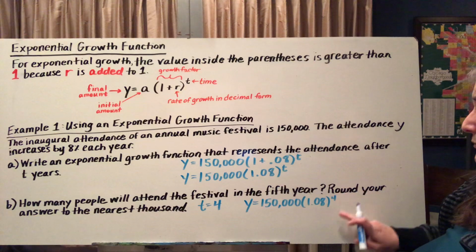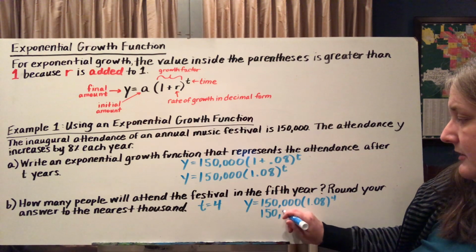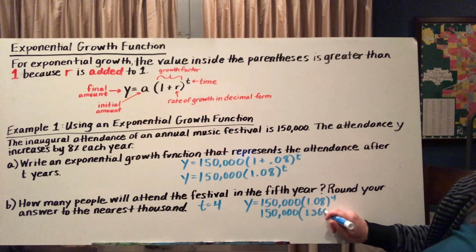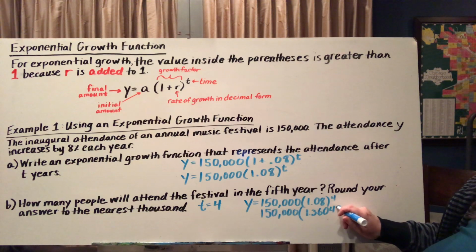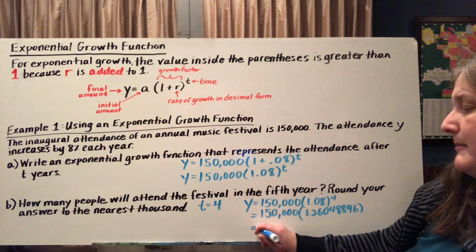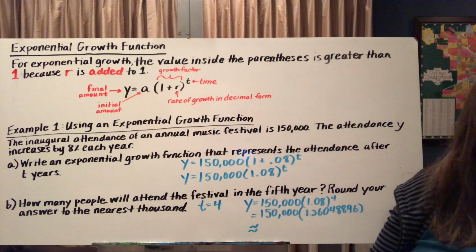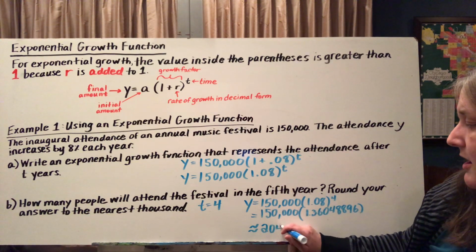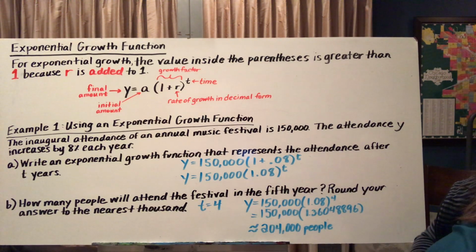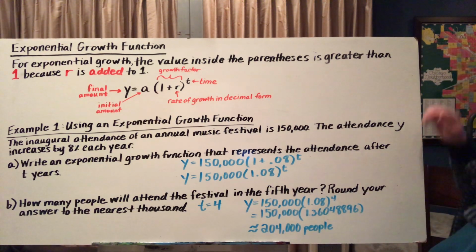So the first thing I would do is 1.08 to the 4th power, which is going to give me a very long number on my calculator. 1.36048896, and I'm going to multiply that by my 150,000. And remember, I'm being asked to round to the nearest thousand, so I'm getting really an approximate answer. So I'll do my approximate sign here. Approximately 204,000 people will attend the festival during its 5th year. So we can use our function to make some estimates. And here we're estimating this will be the attendance in the 5th year.